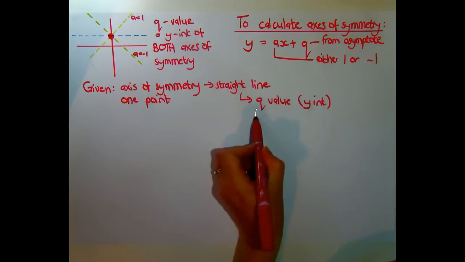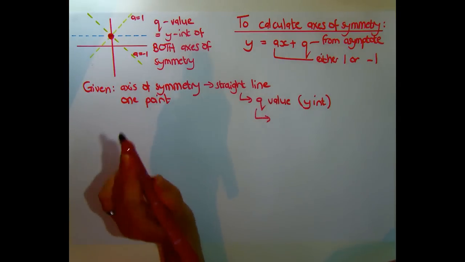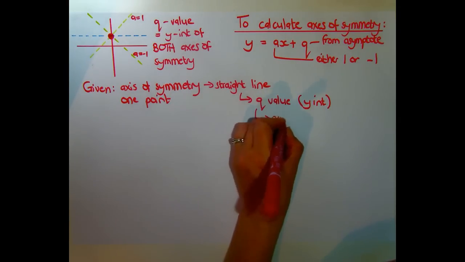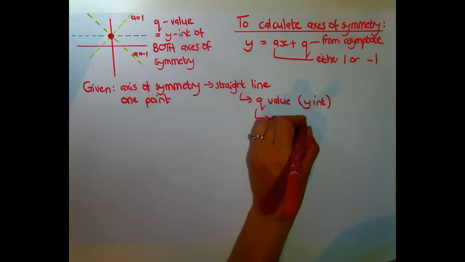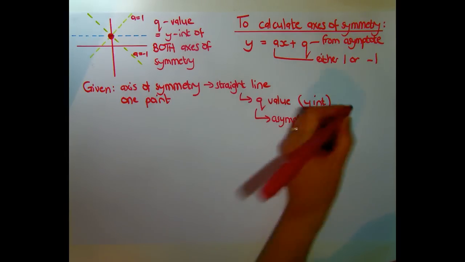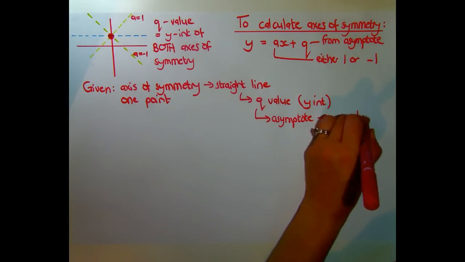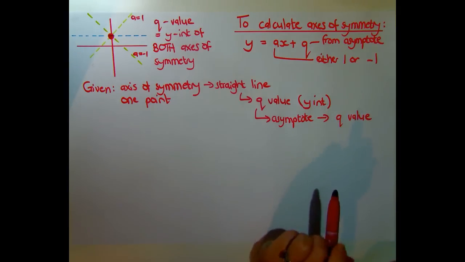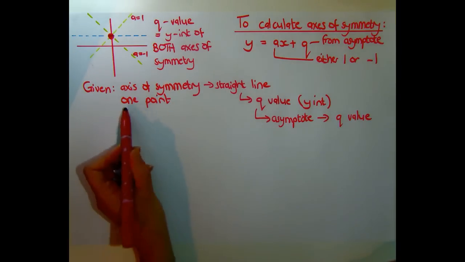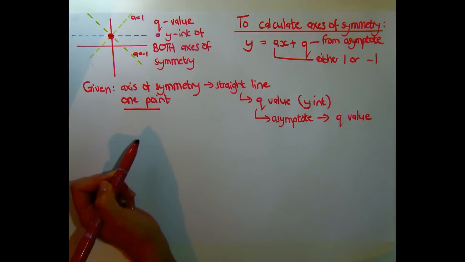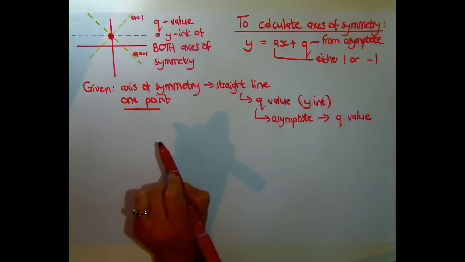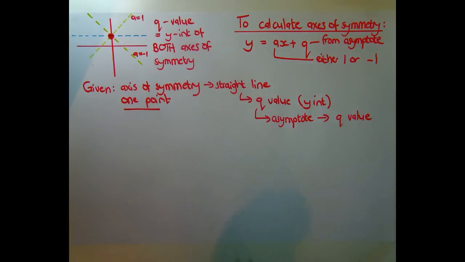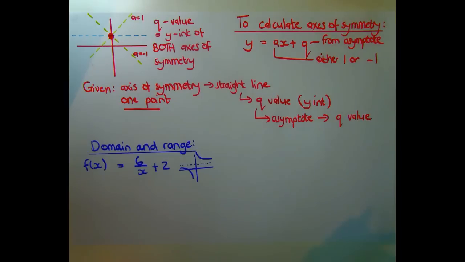Okay, what is the q value for the hyperbola? It's also the asymptote, which is the q value. So the q value in the axis of symmetry is the same as the q value in the hyperbola. So you've got that q value, and then they give you one other point. You sub in for x and y, you get a out, and you rewrite in standard form as usual.